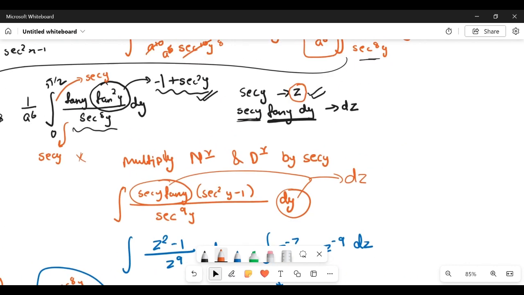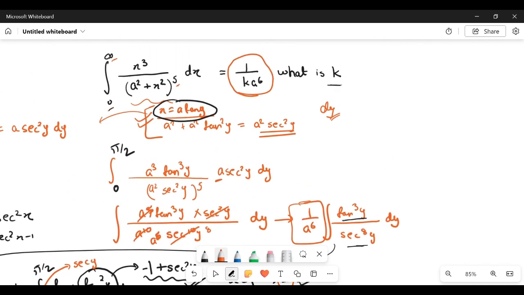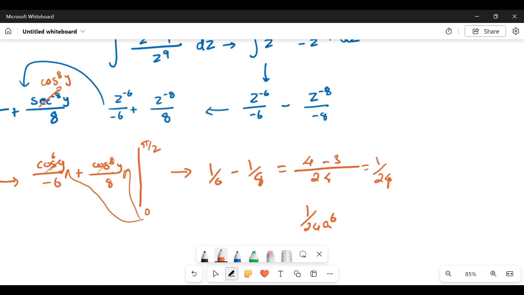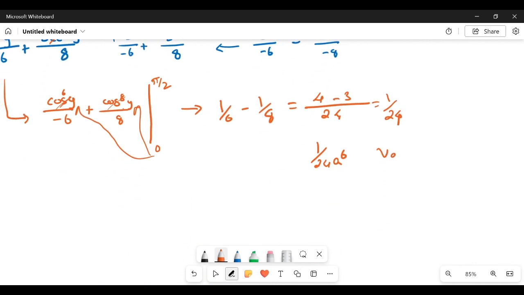In the question it was asked 1 by k a to the power 6, and we wanted the value of k. So the value of k is simply 24.